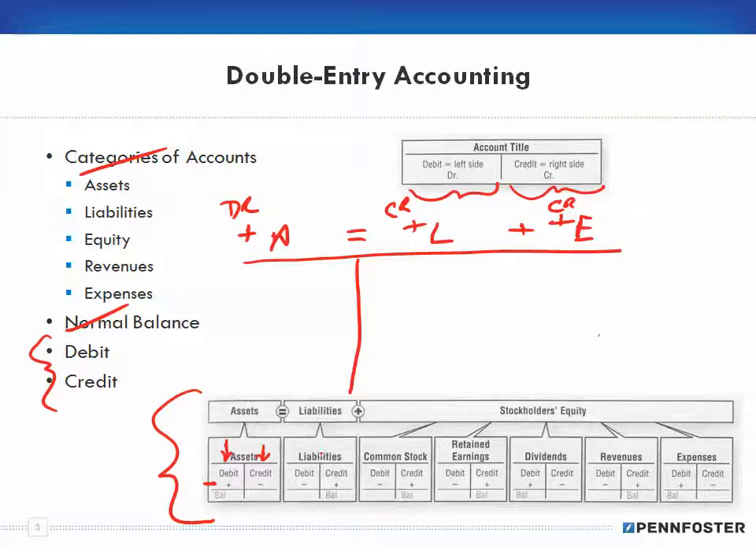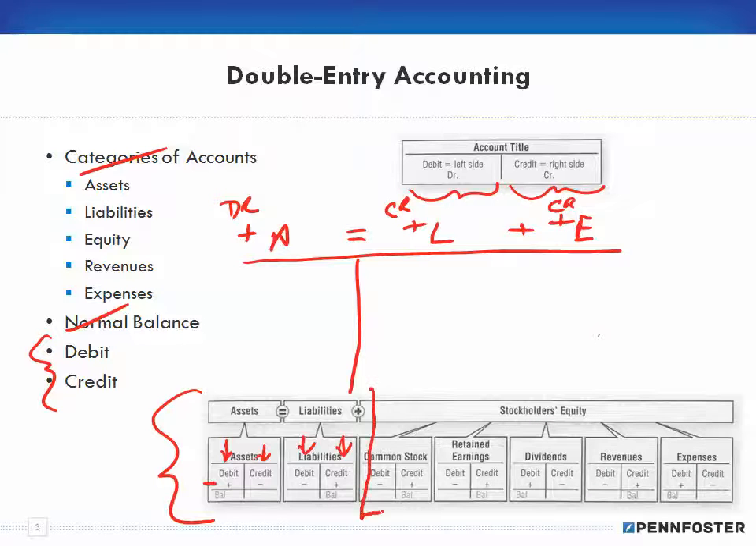And I can look under liabilities and do the same thing. Well, if my liability was increasing, like I just bought something on account, that means I would credit it. But when I'm paying off that bill, my liability is decreasing, so I would debit it. And then for stockholders' equity, it depends upon the account.